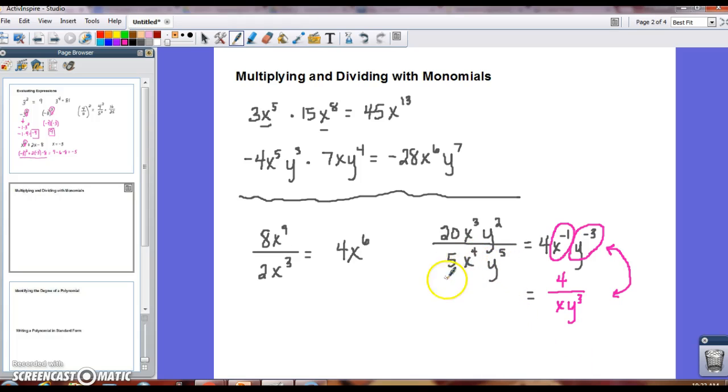One other thing that will help you out when you're looking at this, look at where the larger exponent is. That is where that variable is going to end up. So for example, x to the 4th is bigger than x to the 3rd. Since x to the 4th is in the denominator, that variable is going to be in the denominator.